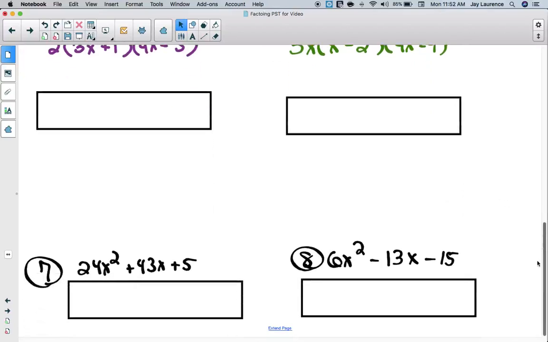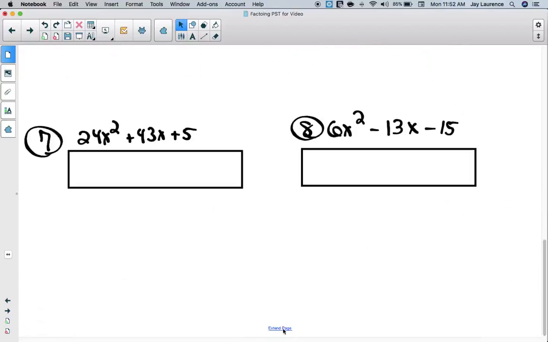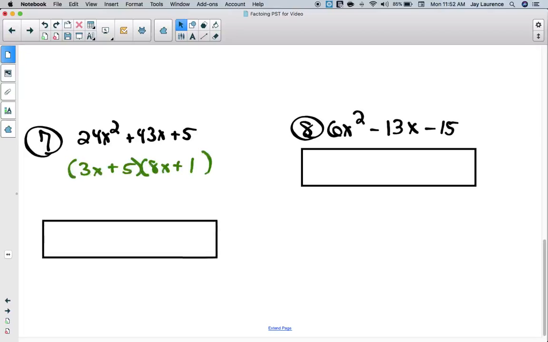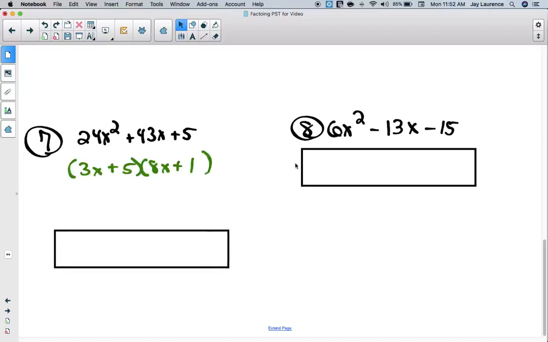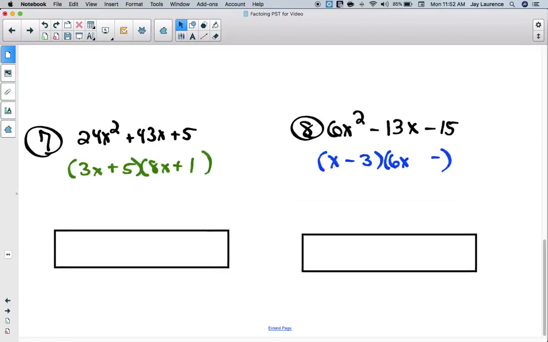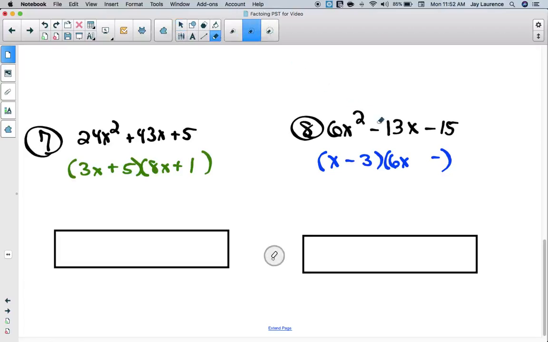Okay? Here comes 7 and 8. Make sure you've paused the video. Here comes my solution for 7. There it is. And if you haven't done 8 yet, pause the video. Uh-oh. Number 8 looks messed up. Looks like I goofed, so I better do that one really quick. I'm not sure what happened there.